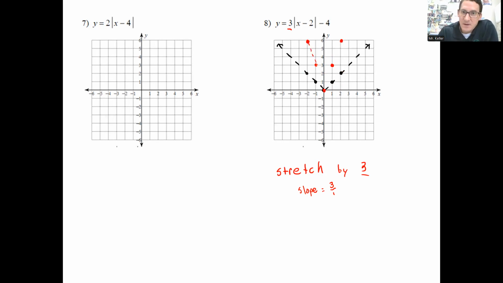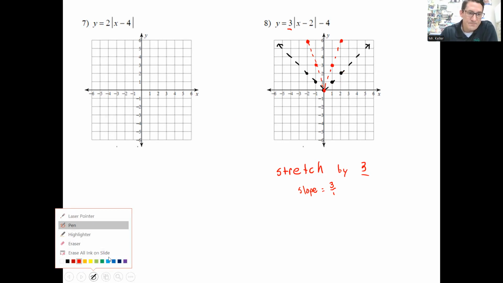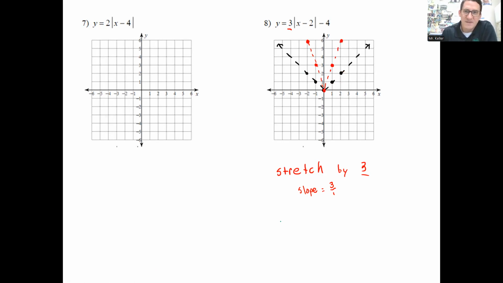All right. So here is the stretch. And then I'm going to shift -2, that's right 2. And then -4 is down 4. So each point's going to go right 2, 1, 2, down 1, 2, 3, 4. And you can do that with each point. 1, 2, 1, 2, 3, 4.